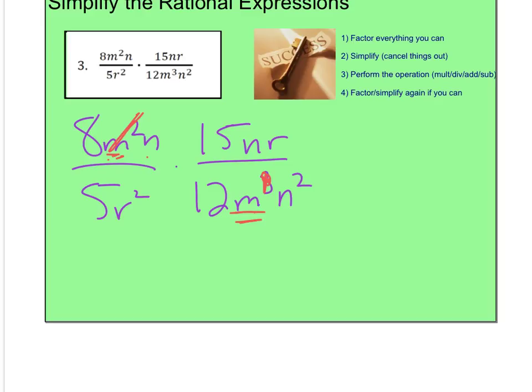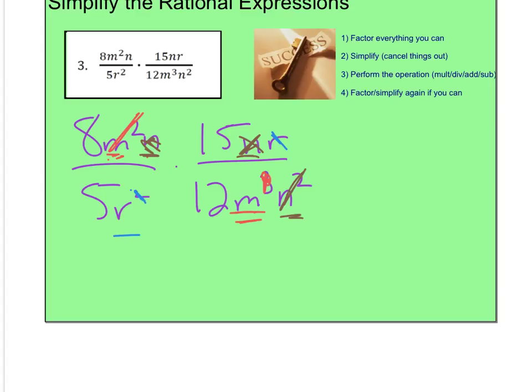Now if you look for the n's, I've got an n here and an n here and an n squared. Well, n squared is going to be n times n, so the n's completely go away. Now for the r's, I've got an r up here and an r down here. Let's switch colors. That's going to cancel out, and I'll be left with just r.